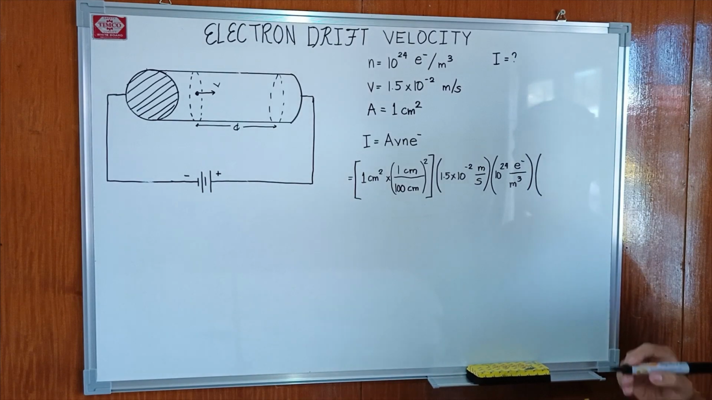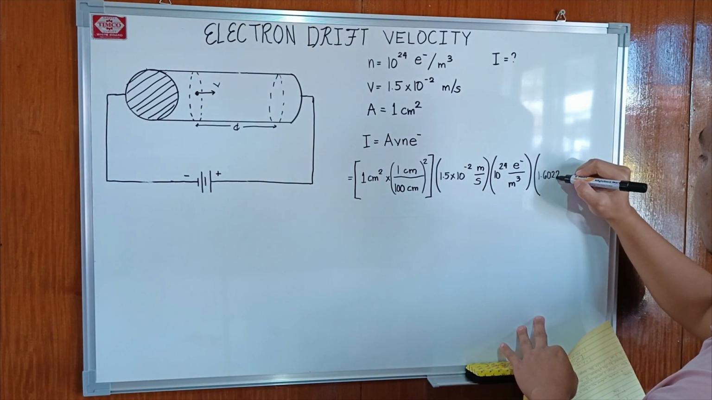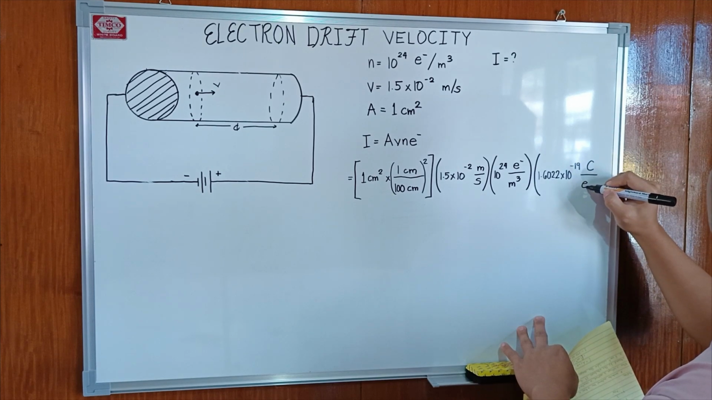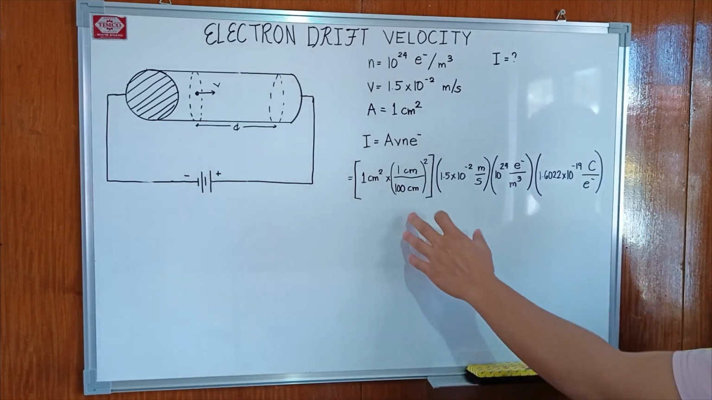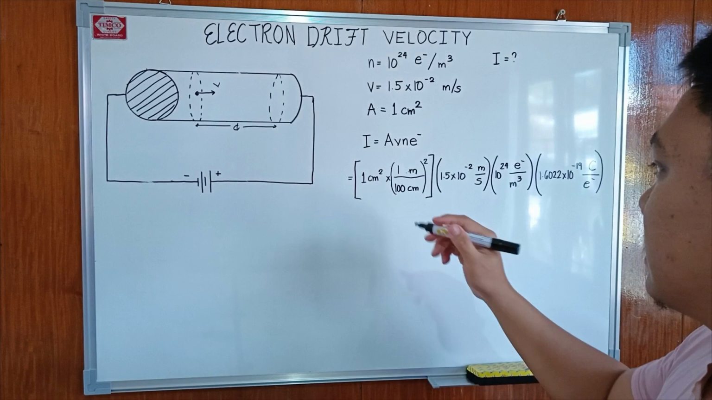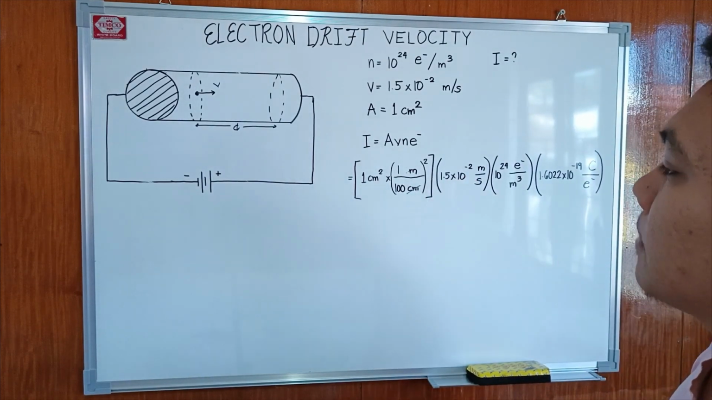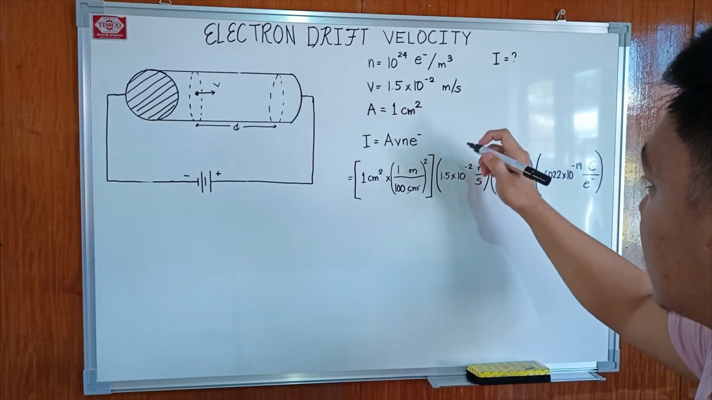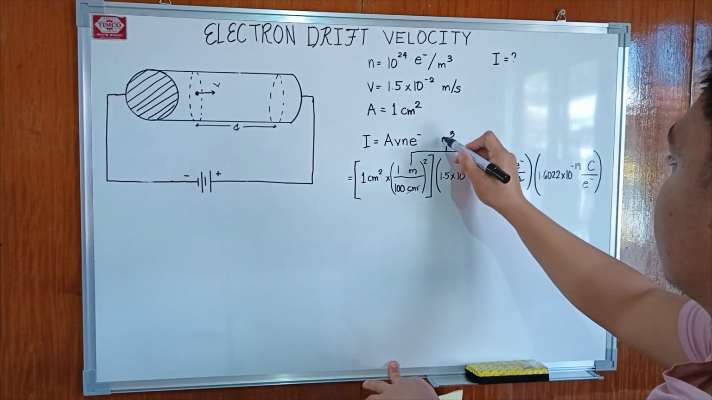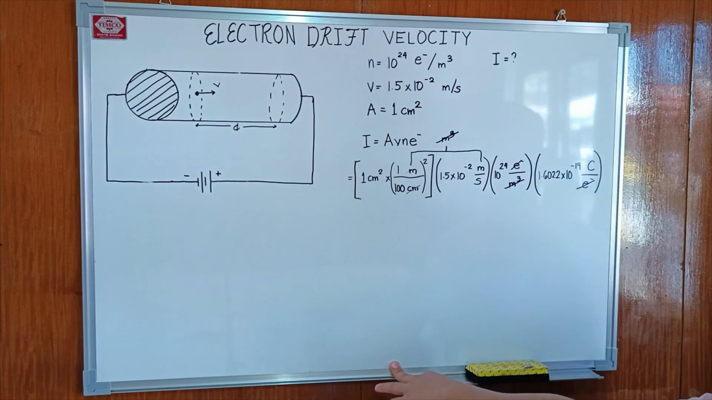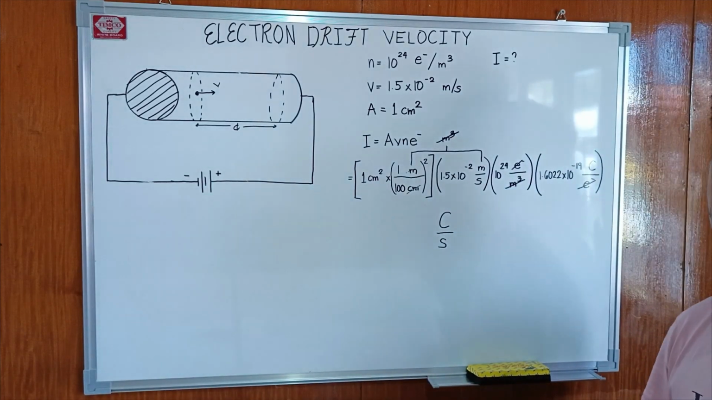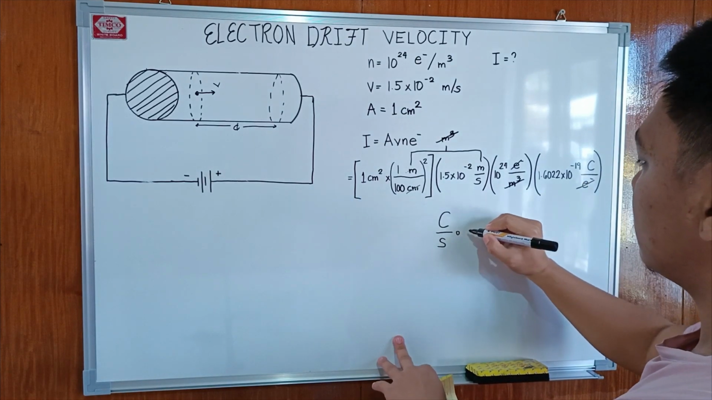Times, what is the charge of one electron? It's 1.6022 times 10 raised to negative 19 coulombs per electron. Why did I do it this way? So you can see the units that we can cancel. Notice, we made a mistake here, it's just 1 meter. The centimeter squared will cancel out since there is a square in the denominator. What remains is meter squared, and this meter squared becomes meter cubed, which cancels here. Then electrons cancel. What remains is coulombs per second, which is a unit for current, or just equal to amperes.